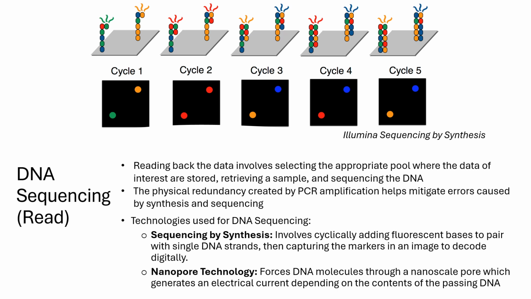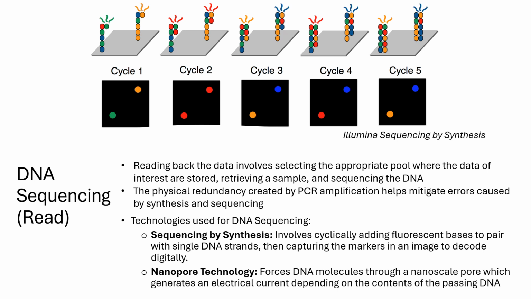Each time a marker is added, a picture is taken which captures an image of the markers. This marker is then chemically removed while leaving the base behind, where we then go to the next base in the strand. In the example, we are reading two single-stranded DNA samples in parallel. The first strand's first base is red, which pairs with the fluorescent green marker. The second strand's blue pairs with the fluorescent yellow.